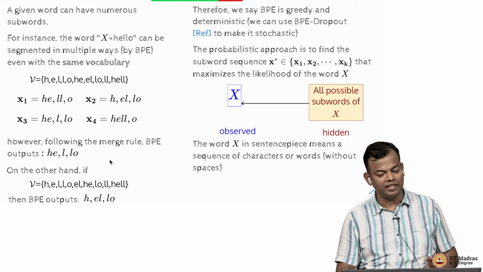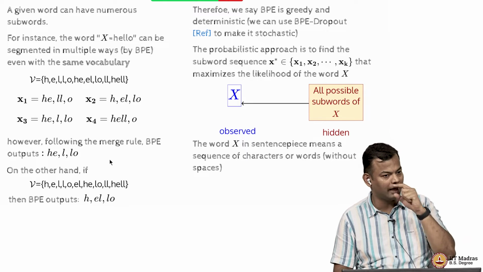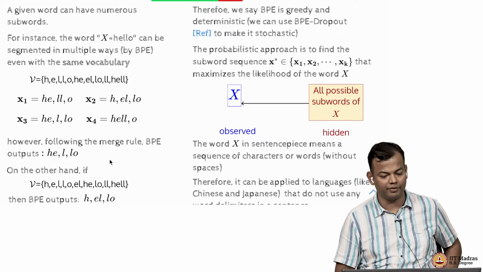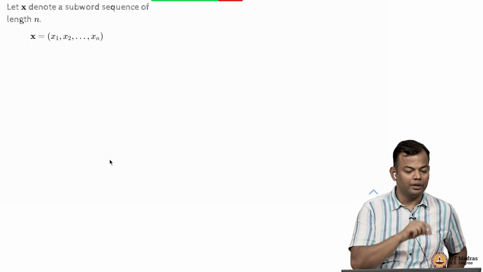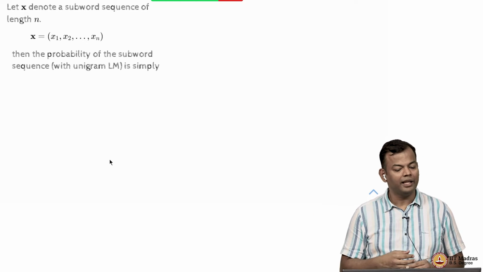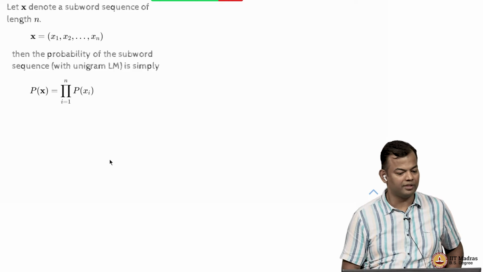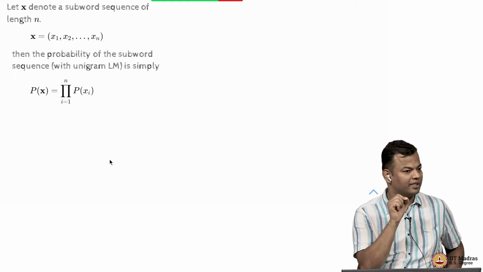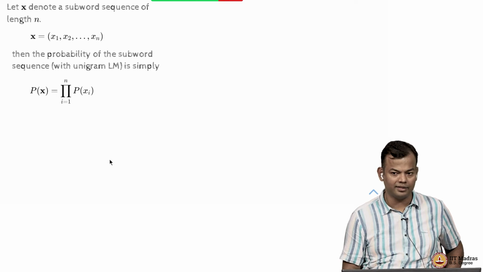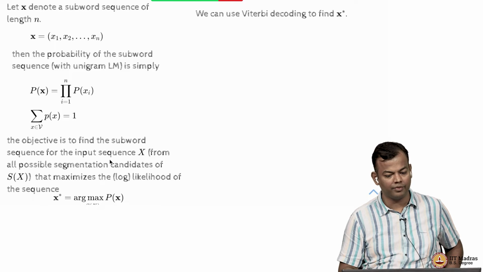In the case of SentencePiece, you don't need spaces. You can even deal with languages which have just a sequence of characters, so it will also work for Japanese and other languages. Now this is a subword sequence, x1, x2 up to xn. I can compute the probability of this subword sequence. The probability of the sequence is just the product of the probabilities of all the subwords in that sequence. And how do I compute the probability of each of these subwords?